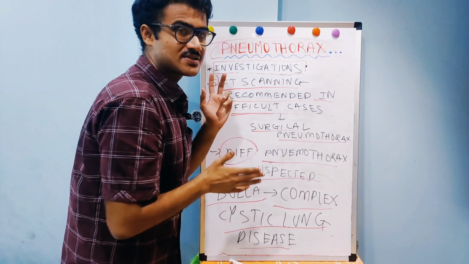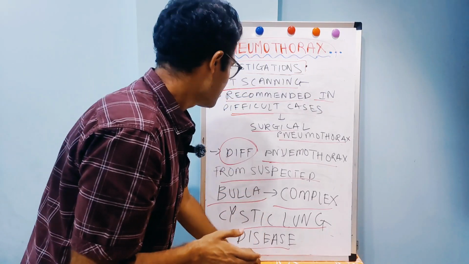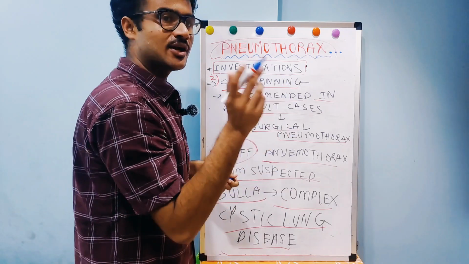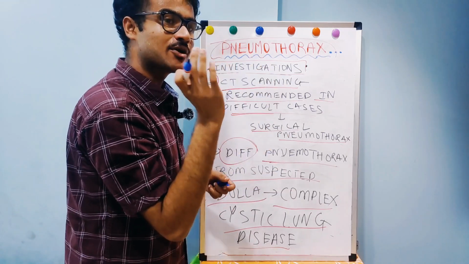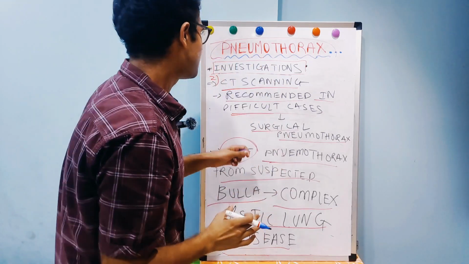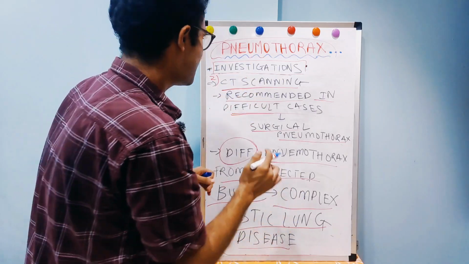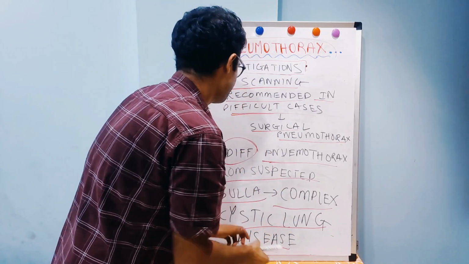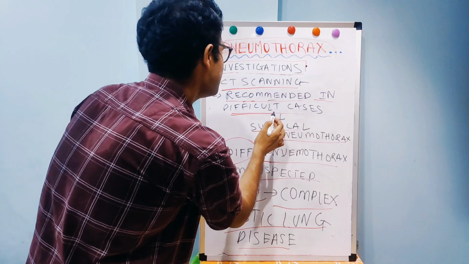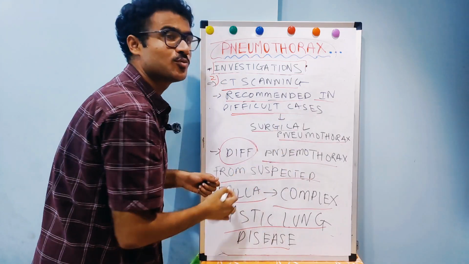So I would be talking about the second part, that is CT scanning. It is done to find out an accurate estimate of the size of the pneumothorax, and it is recommended in difficult cases like surgical pneumothorax.